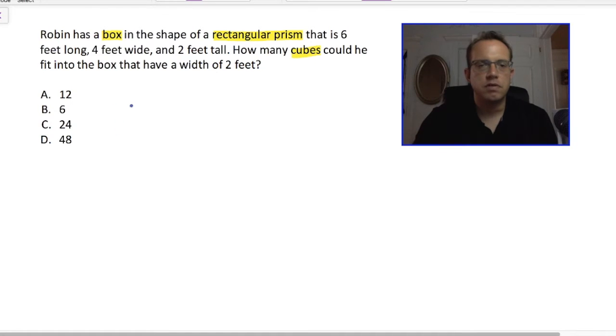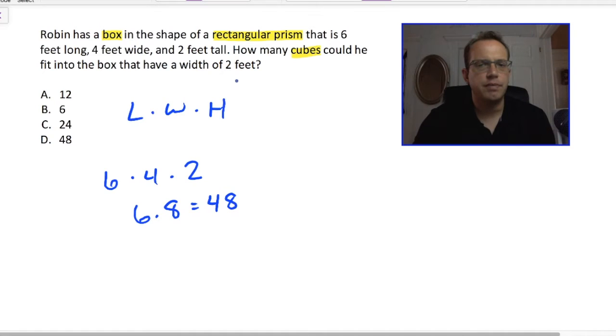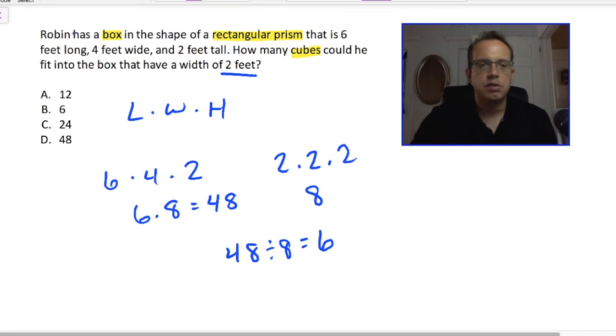Let's figure out the box first. We have to do length times width times height: 6 times 4 times 2. Well, 4 times 2 is 8, times 6 equals 48. So how many of these other little boxes can we fit in there? Let's figure out the volume of the other box. The cube is 2 by 2 by 2, so 2 times 2 times 2. They only give us one dimension, but since it's a cube, all the dimensions are the same. So 2 times 2 times 2 is 8. 48 divided by 8 is 6. So we have B, 6. We can fit 6 cubes into that box.